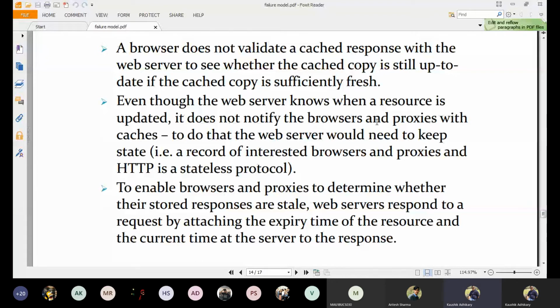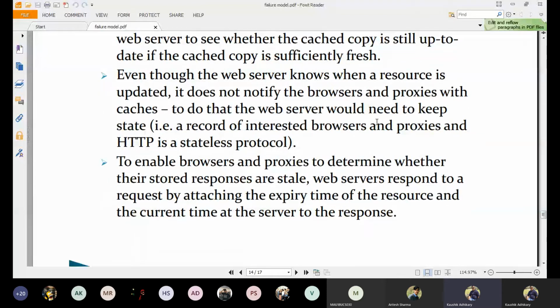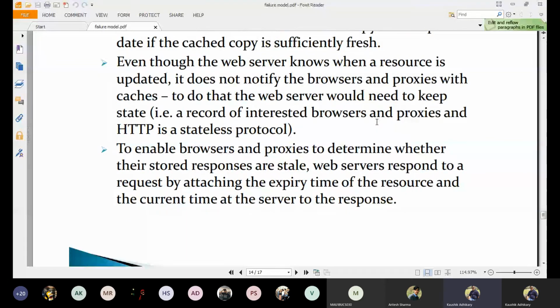To enable the browser and proxy to determine whether the stored responses are stale, the web server responds to a request by attaching the expiry time of the resource and the current time at the server to the response. So what does a web server do? It will attach an expiry time to every piece of information so that if the information is expired, it will send a fresh copy of the information.